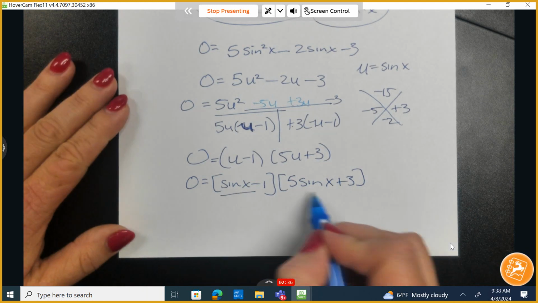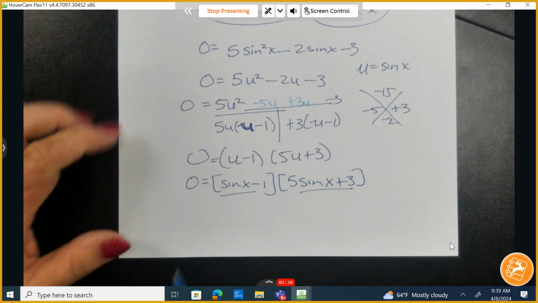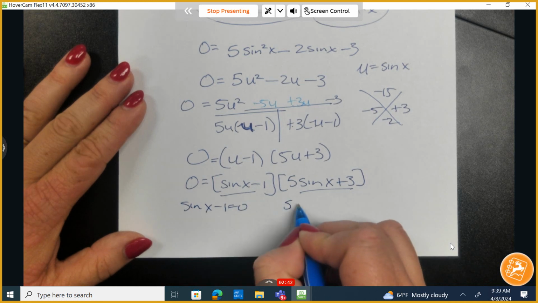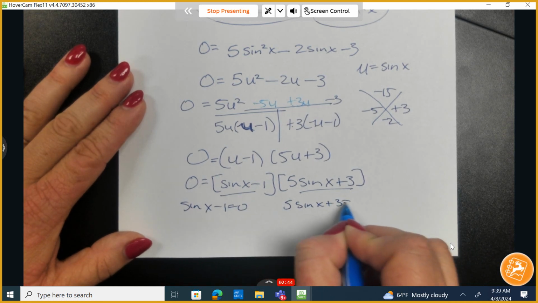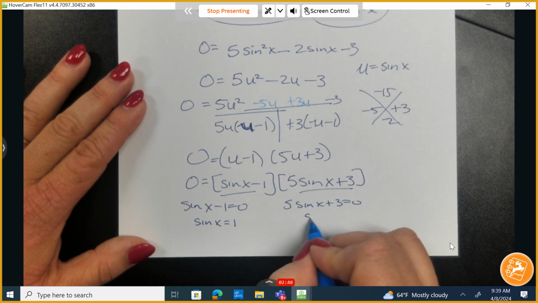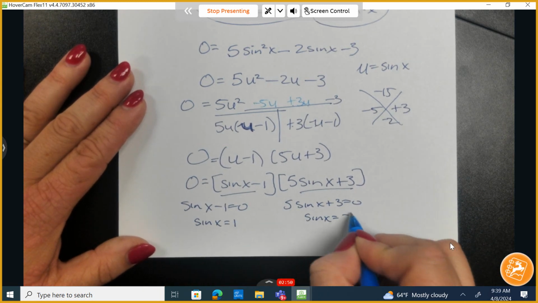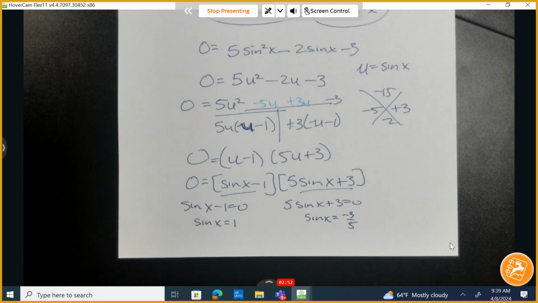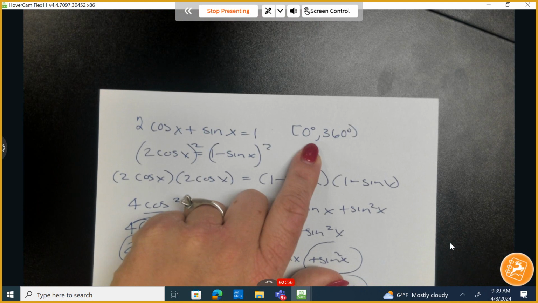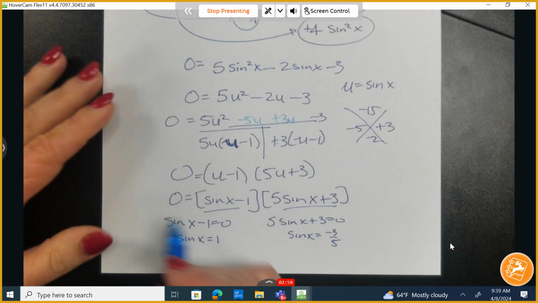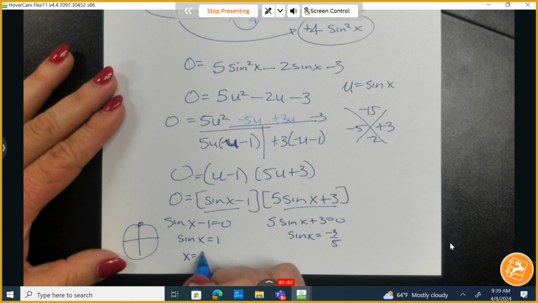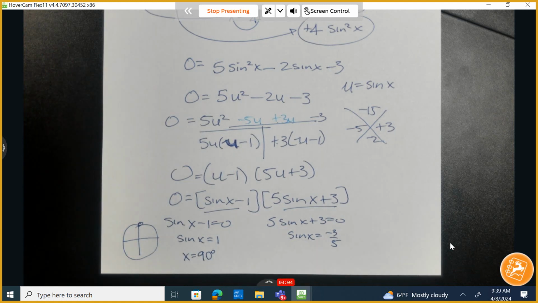Okay, I'm going to set each one of these quantities right now, set it equal to 0 and solve. So I have sine of x minus 1 equals 0 and 5 sine of x plus 3 equals 0. So I want to know where's the sine of x equal to 1 and where's the sine of x equal to negative 3/5. Okay, so the sine of x, by the way, notice that we're doing 1 revolution and it's in terms of degrees. So where's the sine equal to 1? That's like your y. It's way up here at 90 degrees. So tentatively, I think one answer is 90 degrees.